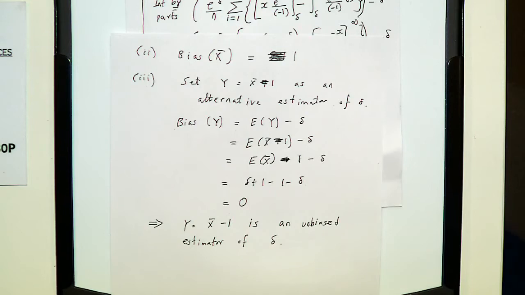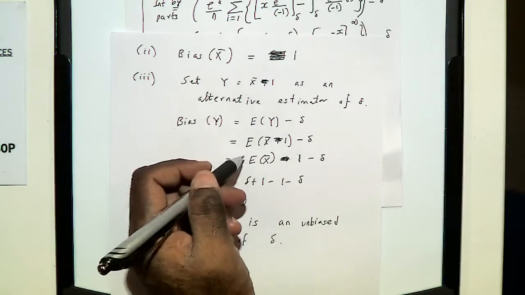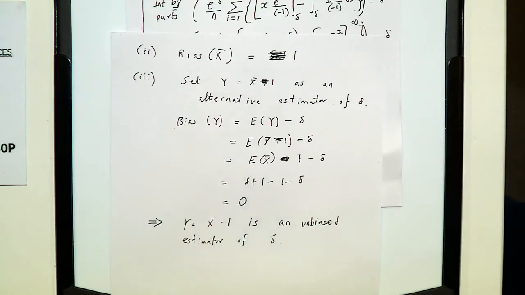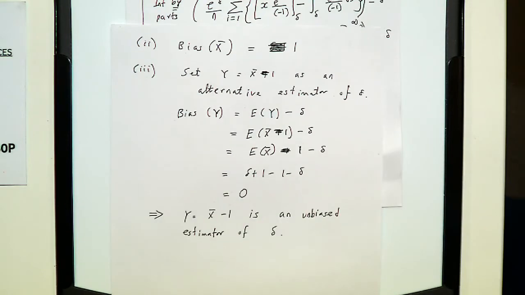So in part 3, what I've done is to create a new estimator that has bias equal to 0, and hence that estimator should be unbiased.